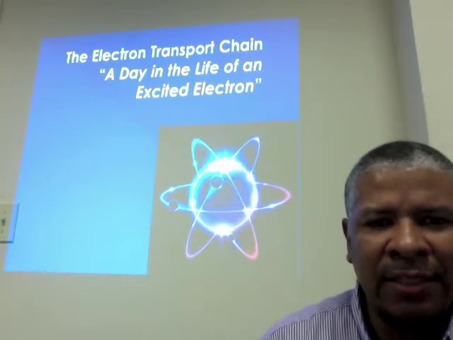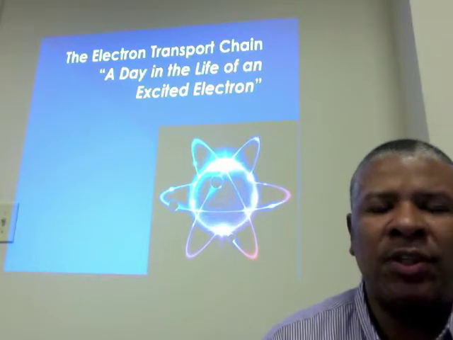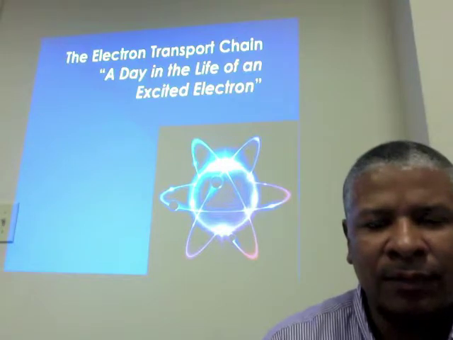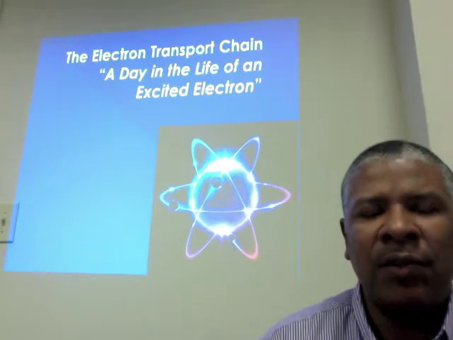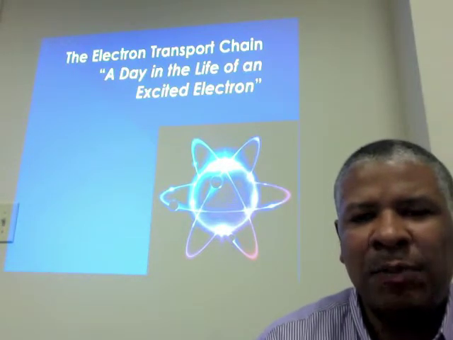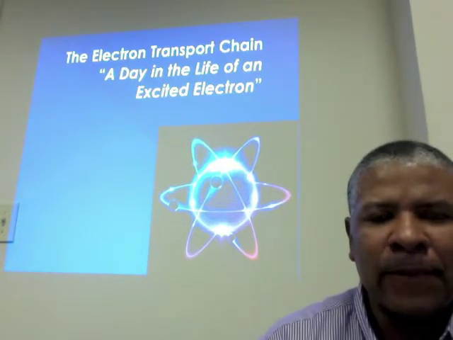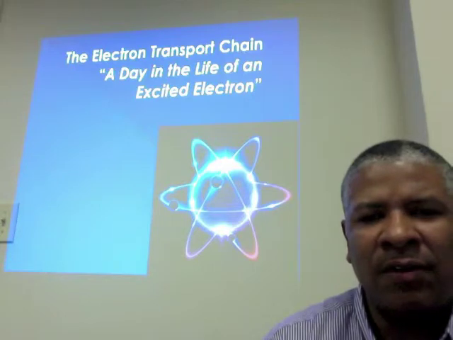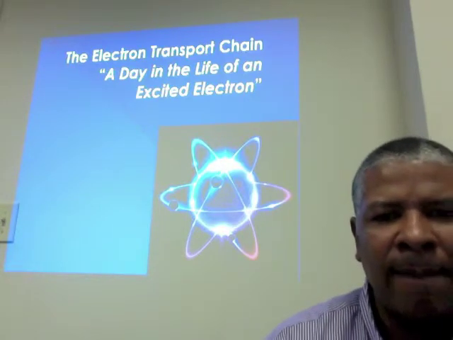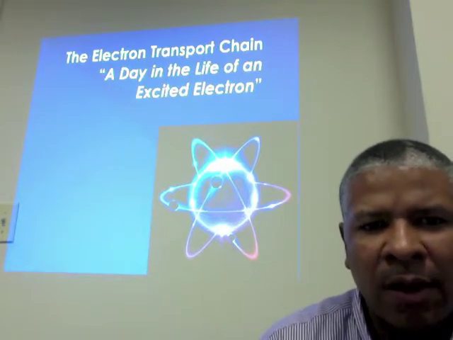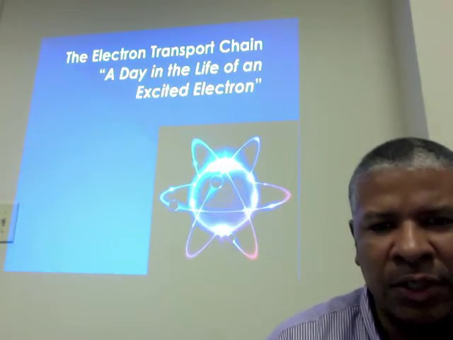My project today is entitled The Electron Transport Chain, A Day in the Life of an Excited Electron. The process that we're talking about today takes place in the chloroplast of the leaf of a plant, and it's also a process that is known as photosynthesis. But this is a particular aspect of that photosystem called the electron transport chain.